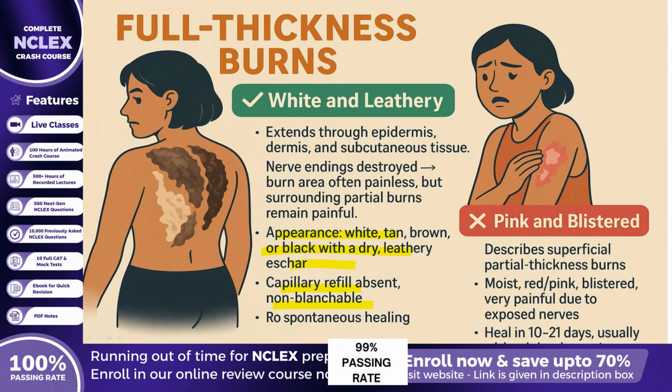Moving on to option 2, pink and blistered. This is incorrect because it actually describes superficial partial thickness burns. These involve the epidermis and the upper dermis, appear moist, red or pink, and are very painful due to exposed nerve endings. They commonly blister, heal within 10 to 21 days, and typically leave minimal scarring, quite different from the leathery, insensate appearance of full-thickness burns.